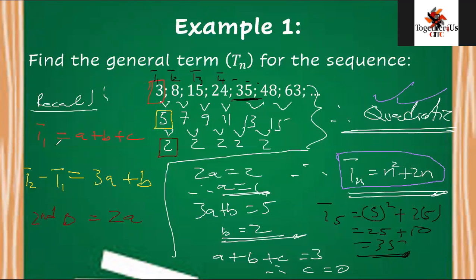And then, of course, remember that T1 is A plus B plus C, and I have circled it in red there from the sequence. T2 minus T1 is 3A plus B. There it is in yellow, which is the 5. And your second difference is actually 2A, which is 2 in this case.